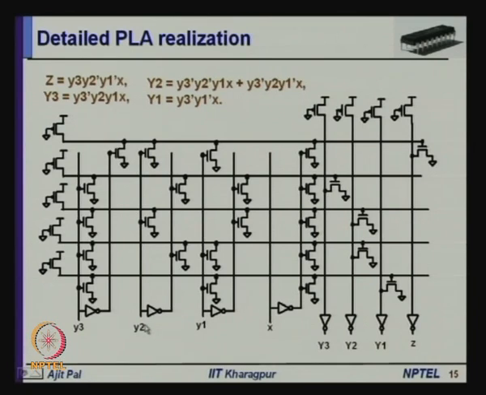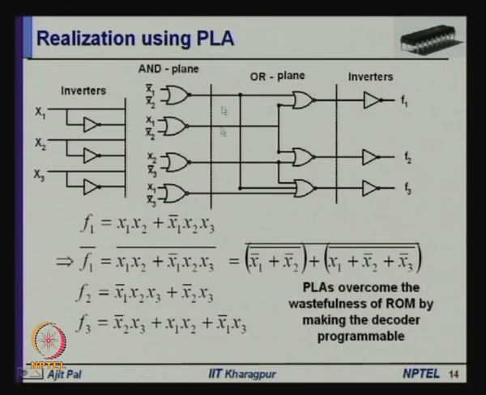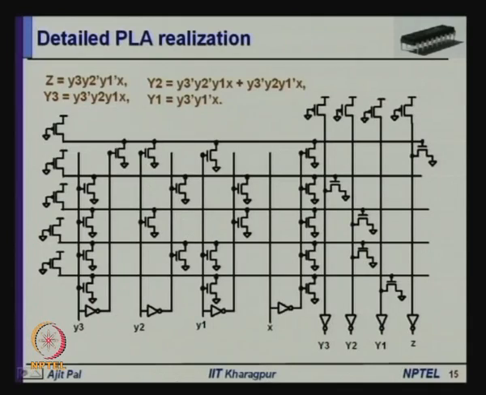So, that basic structure that I have shown, I have elaborated it with the help of transistors. This AND plane and OR plane, how it is realized by using MOS transistors is shown here. This is for the 5 consecutive 1 sequence detector realization.